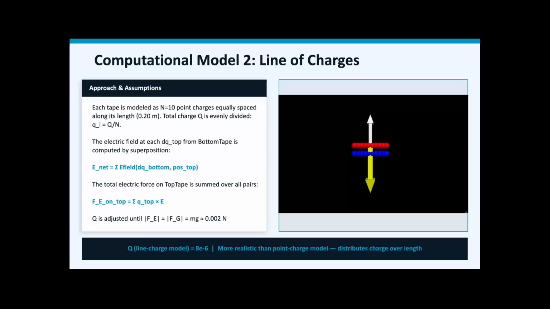Our second model used the line of charges starter code. Instead of one point charge per tape, we use n equals 10 charges evenly spaced over the 0.2 meter tape length. The total charge Q is divided equally. A small charge is Q over n. For each charge on the top tape, we computed the electric field contribution for every charge on the bottom tape using our E field function. This is superposition. Summing all pair interactions gives us the net electric force on the top tape. We then turned Q up until this force balanced gravity.